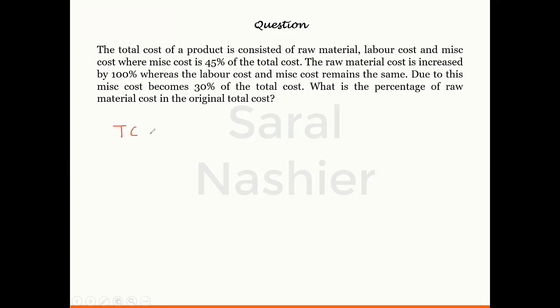So I assume the total cost to be TC. It consists of raw material cost plus labor cost plus miscellaneous cost. It is given to us that this is 45%. He says raw material cost increased by 100%. And due to this, the miscellaneous cost becomes 30% of the total. But keep this in mind. This does not change, right? There is no change in it, and there is no change in it. So miscellaneous cost remains constant, still its percentage changes.